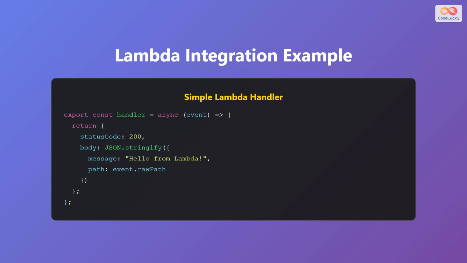Here's a simple Lambda function that can be integrated with your HTTP API. The handler function receives an event object containing details about the incoming request. It returns a response with a status code of 200 and a JSON body containing a message and the request path. This basic pattern can be extended to implement any business logic, database operations, or external API calls your application needs.